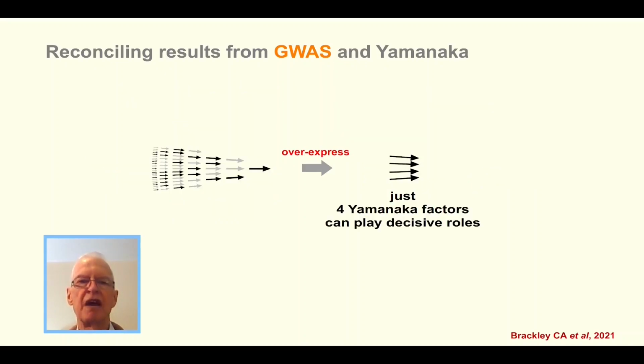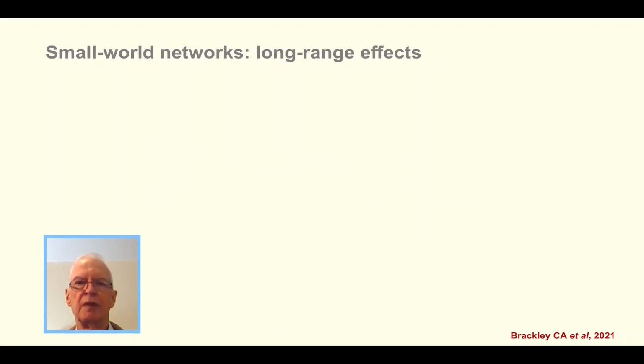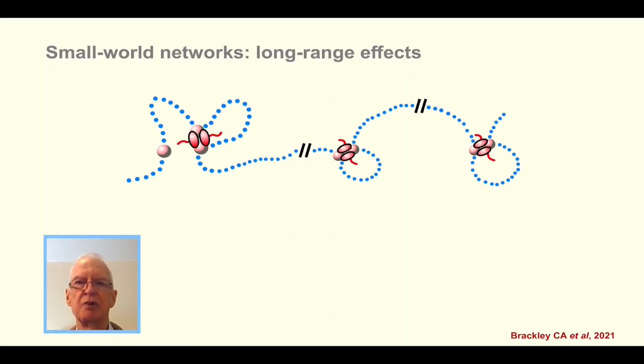Initially, we have a very, very complex network consistent with the GWAS results, but overexpression simplifies the network so that now the 4 Yamanaka factors can play their decisive roles. In other words, we've reconciled the results. There are surprising long-range effects that are seen in these simulations, which I'll illustrate.